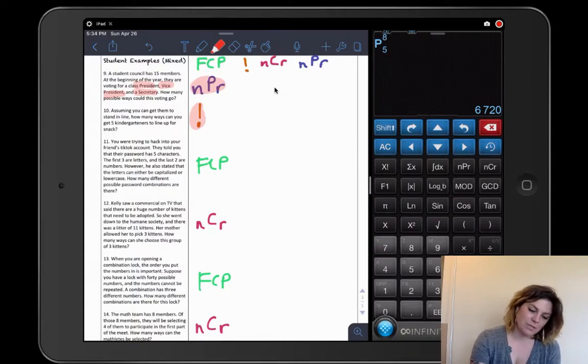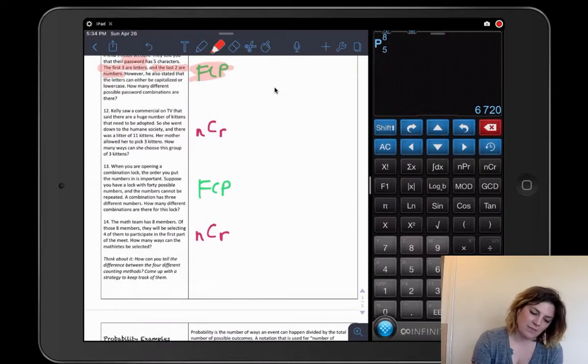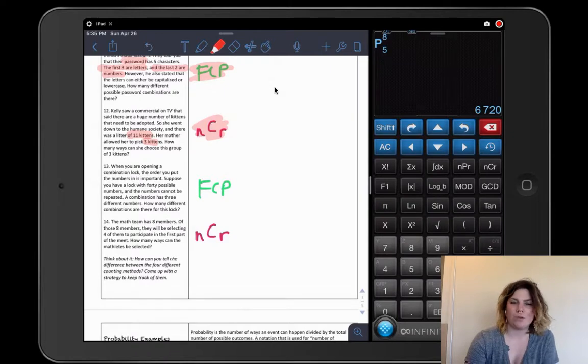All right, so this one has to do with a password. So automatically you should think FCP, and if you look a little more carefully, you can see that the first 3 are letters, the last 2 are numbers, and so you have 3 letter categories and 2 number categories. The next one says you have kittens that need to be adopted. You have 11 kittens, 3 of them you're gonna pick. It doesn't say anything about putting them in order of your favorite or how many different ways you could name them. So that one is nCr because you're just taking 3 kittens home. It doesn't matter what order.